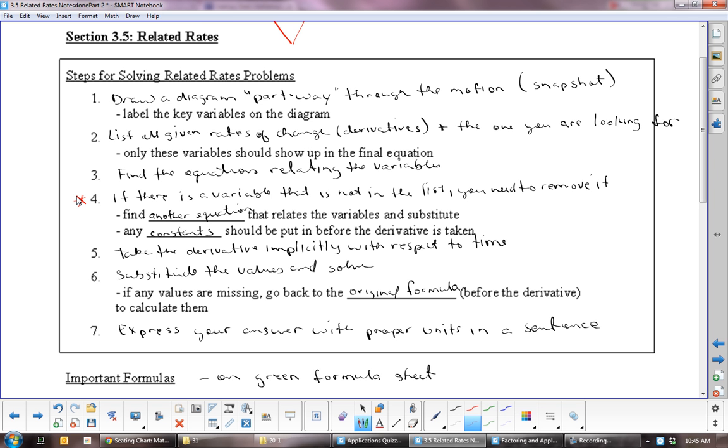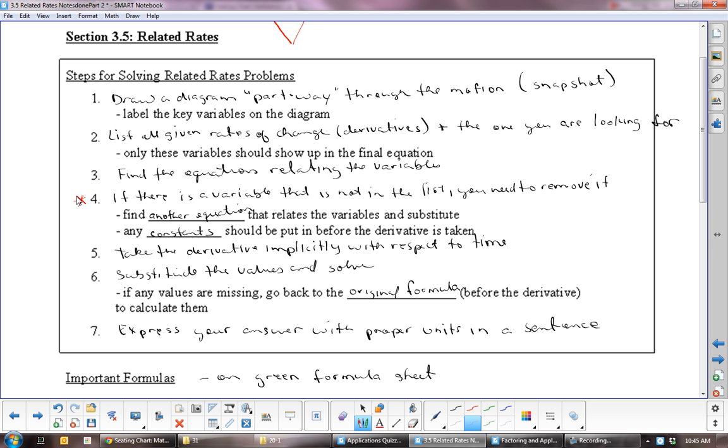If there is a variable that is not on the list, you need to remove it. Not mostly because of the variable, but because when I do the derivative, I won't have the derivative of that variable either. So it instantly gives me 2 more unknowns. And when you've got too many unknowns going, you know it's impossible. You're going to have to walk away from that one because there's no way you can solve it with 4 unknowns. And then take the derivative implicitly.